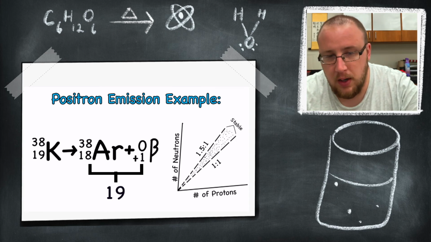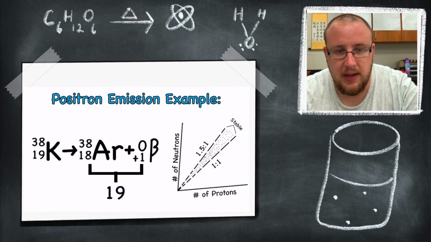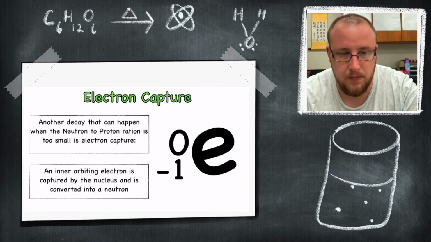So just to reiterate, when the ratio of neutrons to protons is below the band of stability, then a positron could have the possibility of being emitted. It tries to decrease the number of protons by converting them into a neutron and emitting a positron.